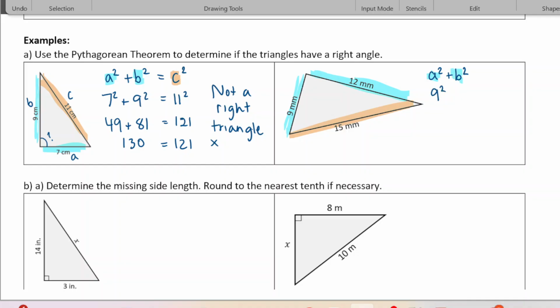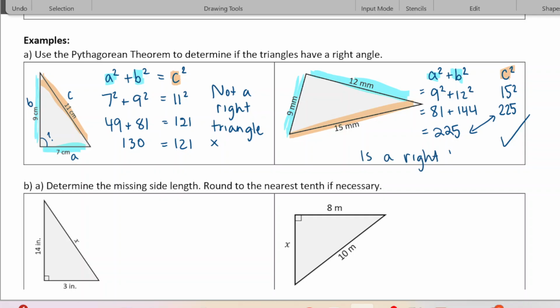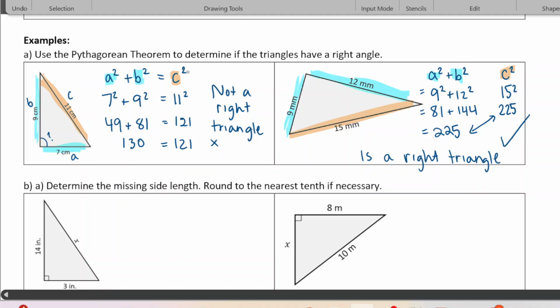We're going to get 9 squared plus 12 squared. That's 81 plus 144, which is 225. And if I do C squared, that's 15 squared. That's also 225. Okay, so we do see that A squared plus B squared equals C squared. This is a right triangle. Let's see how we'd use the Pythagorean theorem to calculate a missing side length.